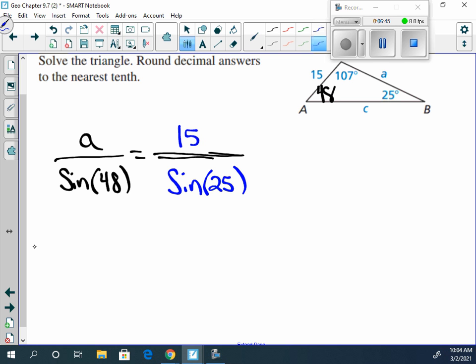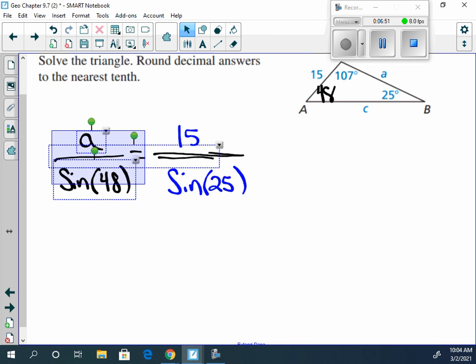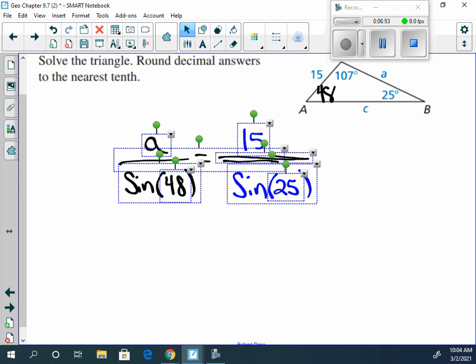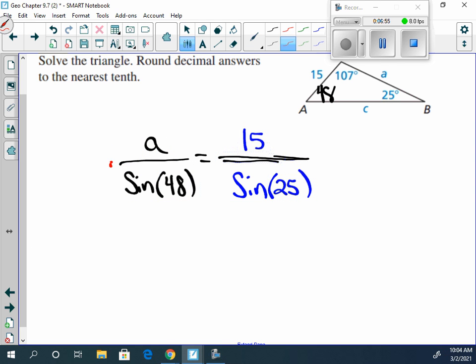Okay, we need to get A by itself, yes? Well, what is with A? Right, we have sine of 48 on the bottom, yes? What do we do? Multiply both sides by what? Sine of 48. We're going to multiply both sides by sine of 48.